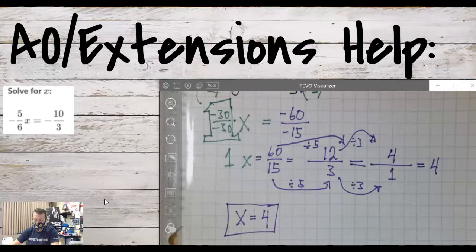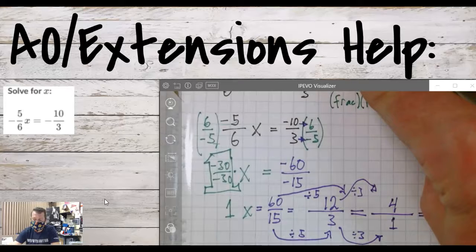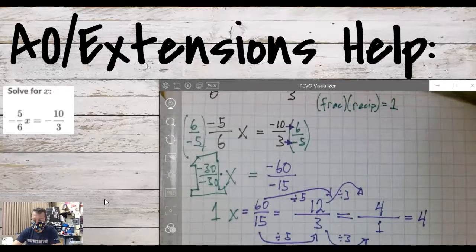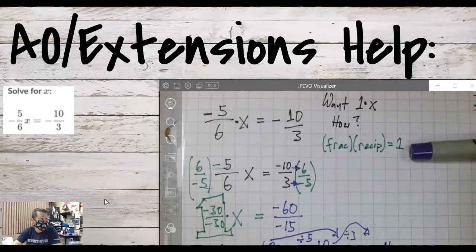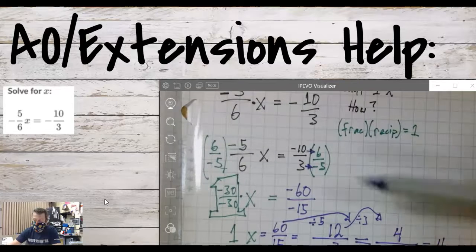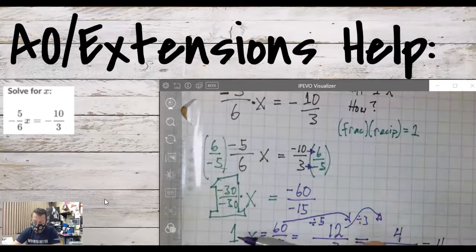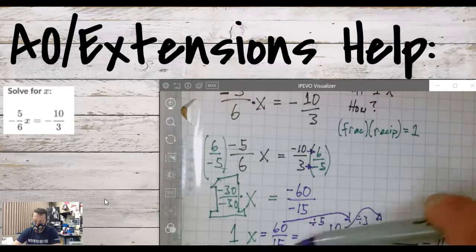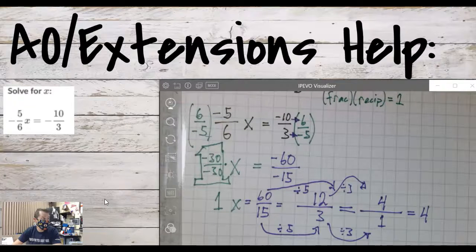x is 4. So again, just to review what we did, we had a fraction times the variable. The easiest way to turn that into 1 times the variable is to use reciprocal multiplication. So we multiply by the reciprocal of the fraction we want to get rid of, and we do that on both sides. That helps us get rid of that fraction over here and turn it into 1. Once we've done this multiplication over here, we have to reduce it by dividing by a common factor, and we actually end up doing that reduction twice.